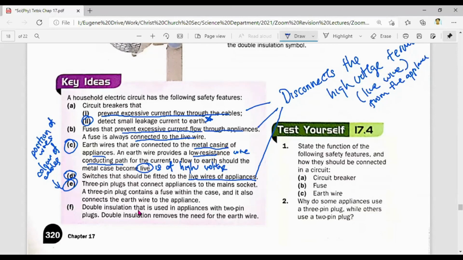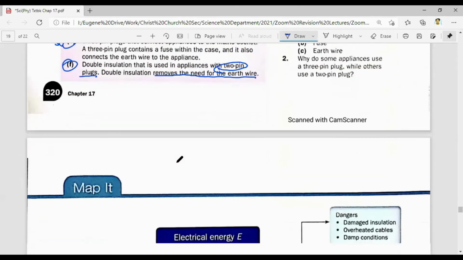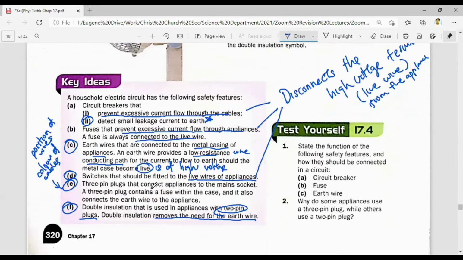And last one is about double insulation. It removes the need for the earth wire. That's why it's normally a 2-pin plug. But as I mentioned, double insulation does not equal 2-pin plug. It just tells you that I have the wire insulated from the internal components, insulated from the casing. So that's it for this.